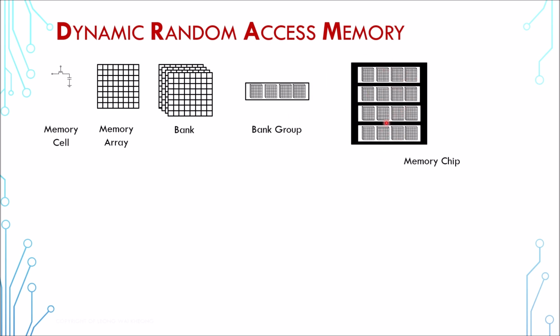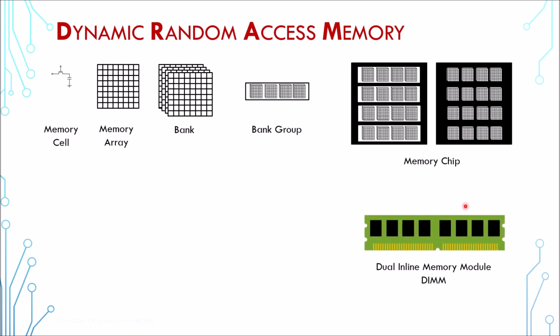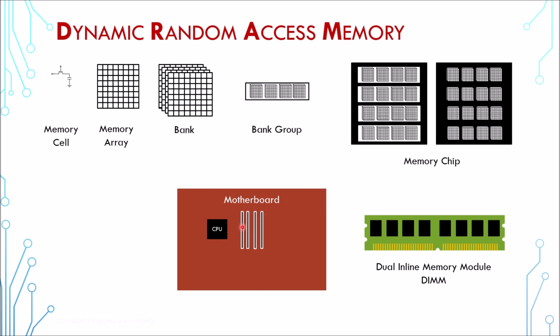Depending on the technology or configuration, sometimes bank group doesn't exist, and you will have a memory chip consisting of banks only. This is a memory chip of 4 bank groups, and every bank group has 4 banks, whereas this one is one memory chip of 16 banks. Several memory chips are used to construct a DIMM. On the next level is a motherboard. It can contain several memory slots where we can insert the DIMMs. And that's it. This is the view of a memory system from bottom to top.